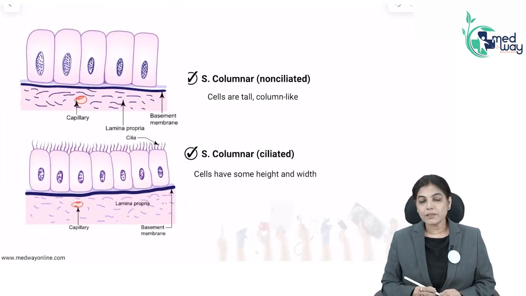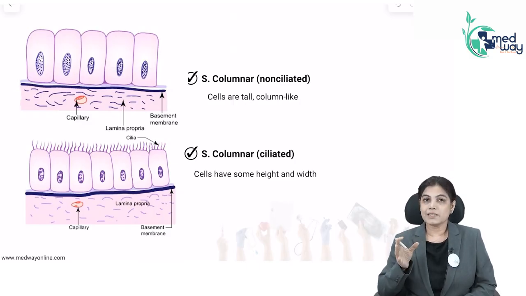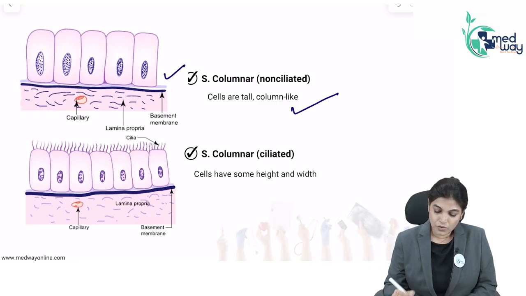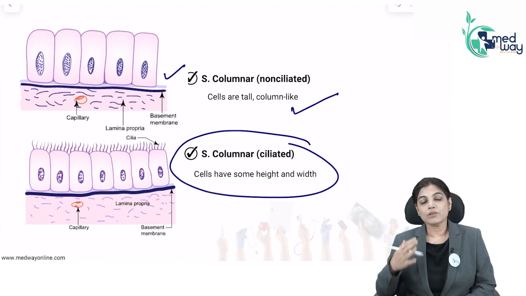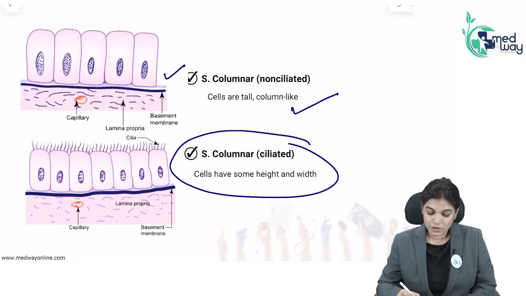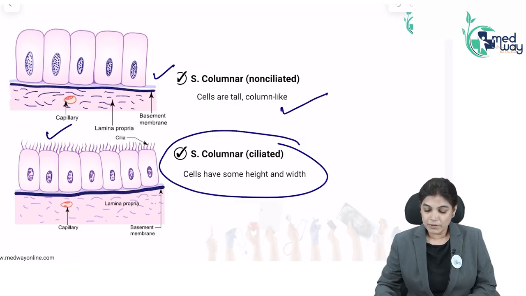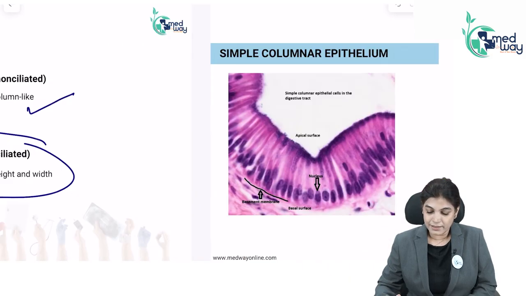Simple columnar epithelium. When I am talking about simple columnar epithelium, the individual cells will appear column-like, and the cells are tall, as you can see. The nucleus is towards the basement membrane. Other than that, there is ciliated columnar: simple columnar epithelium that also has the presence of cilia. We have to know certain examples of these varieties. So, we will have non-ciliated simple columnar epithelium and ciliated columnar epithelium. Let's talk about it.